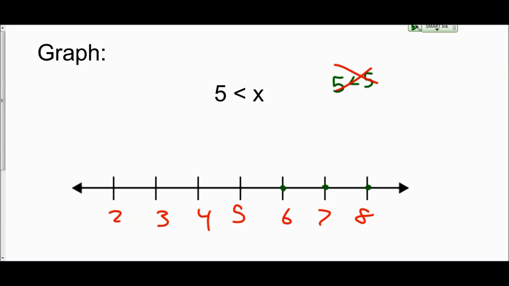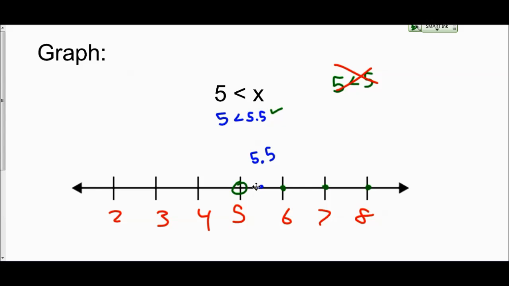So to illustrate that 5 doesn't work, I put an open circle here. Now you could be wondering, well, Mr. Heading, why would we put an open circle there? There are no numbers in between 5 and 6. That is where you are wrong. What about 5.5? Does that work for my inequality? Well, let's see, if I put 5 less than 5.5, that is actually a true statement.